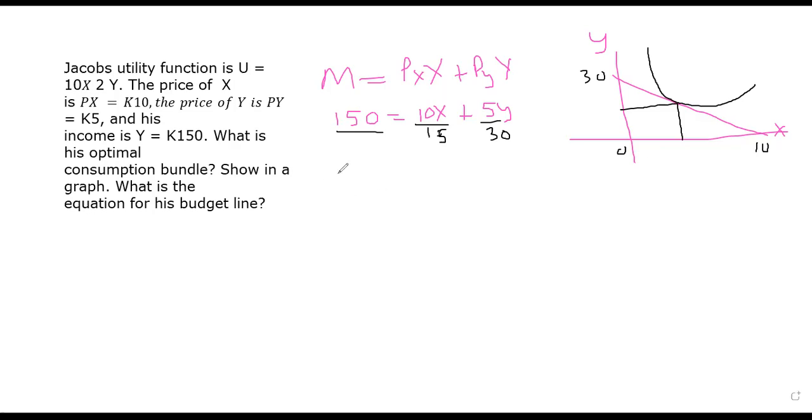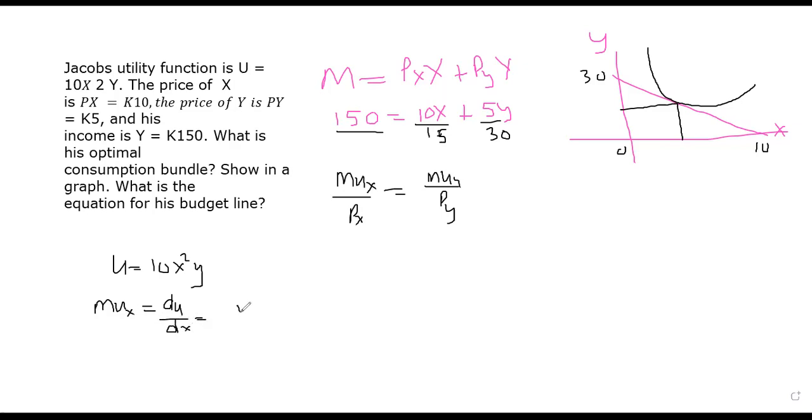So what is the optimum bundle? Marginal utility of x over the price of x is equal to the marginal utility of y over the price of y. So in this case, our utility function is 10x²y. We're going to differentiate. Let's have the marginal utility of x. What is our dummy when differentiating with respect to x? Y. What are we differentiating? 10x², which becomes 20x, times y.